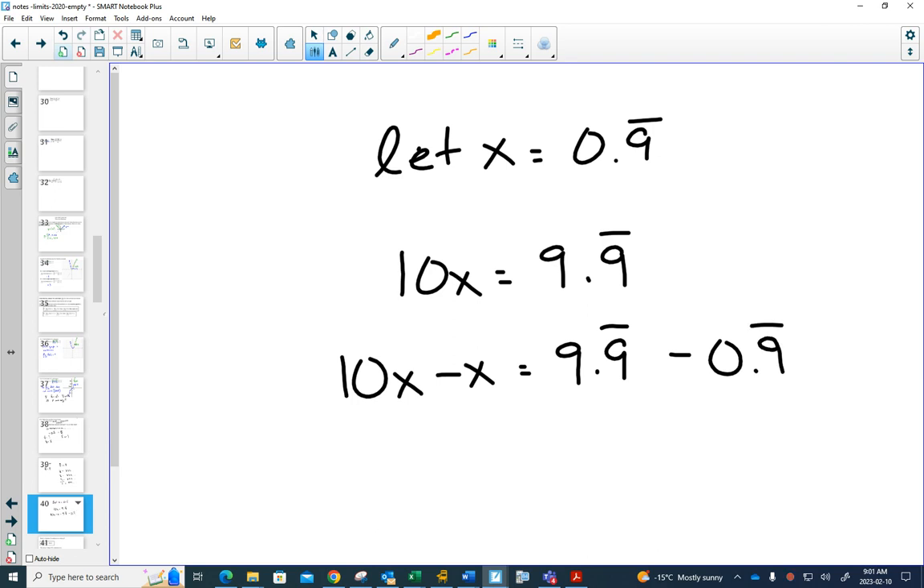If I do that, then wouldn't all the 0.9 repeateds go away? This side would just equal 9. This side would equal 9x. If I divide both sides by 9, I find out that x is equal to 1. But I started off with x is equal to 0.9 repeated, and I got x is equal to 1. And they are, weirdly, the same number.